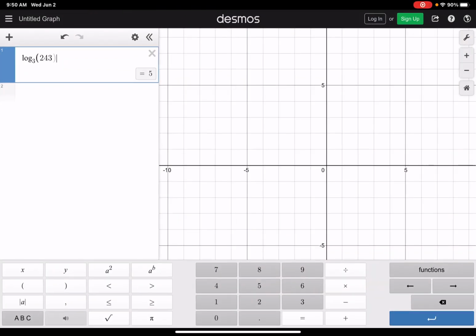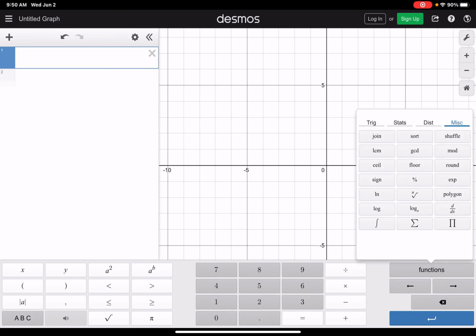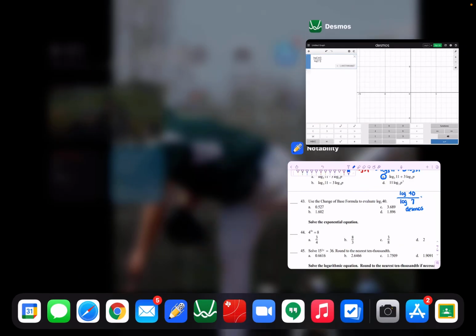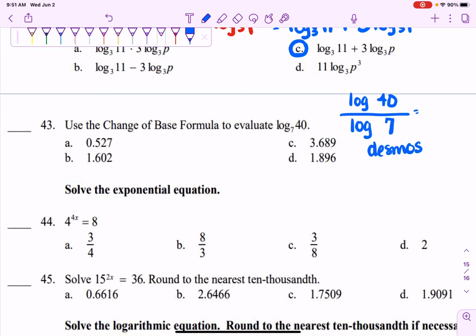So in Desmos, let me get rid of this. When I go to functions, I'm going to choose the regular log this time. So log of 40 over the log of 7. And you can see there you get your 1.8957, yada, yada, yada. So if I go back, it would match that one.